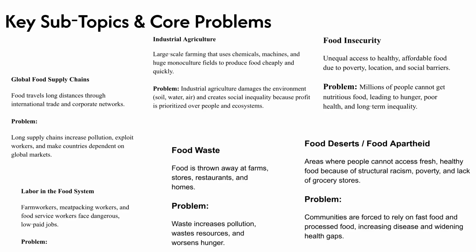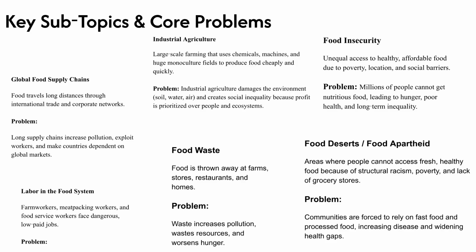access. For slides 3 and 4, we will be talking about the key subtopics and core problems as we go through each of them. So, for global food supply chains, food travels long distances through international trade and corporate networks. The problem is that long supply chains increase pollution, exploit workers, and make countries dependent on global markets.